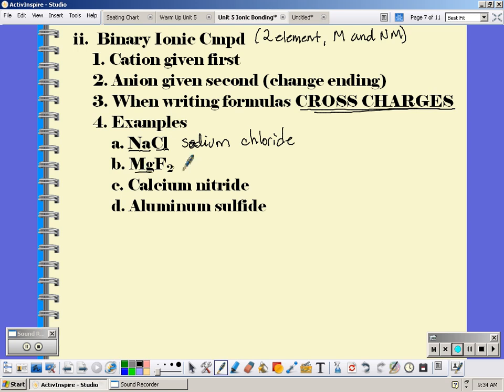Mg is magnesium. And F would be fluoride. The fact that there's a subscript 2 there doesn't matter.